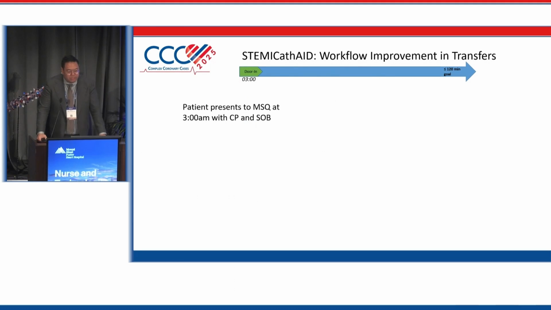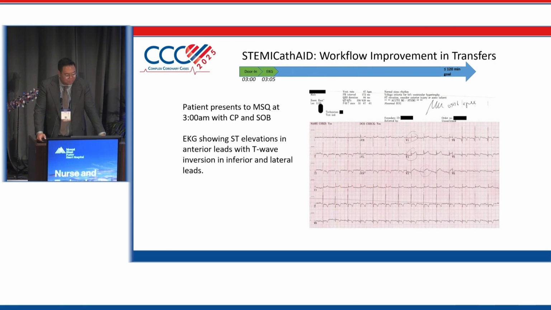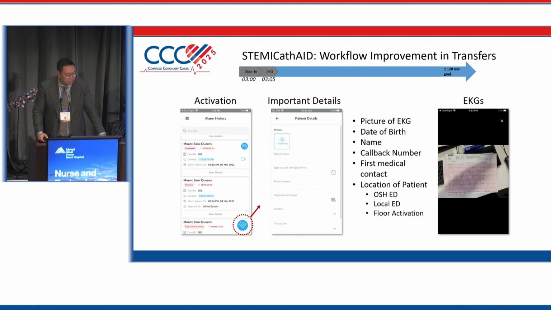So let's quickly take a look at how the STEMI app works in the transfers from Mount Sinai Queens to Mount Sinai main campus. This is a patient that showed up to the ED as a walk-in with chest pain and shortness of breath at 3 a.m. EKG was done very quickly, showing anterior ST elevations and reciprocal T-wave inversions in inferior and lateral leads. And this patient does have risk factors for CAD, hypertension and smoking.